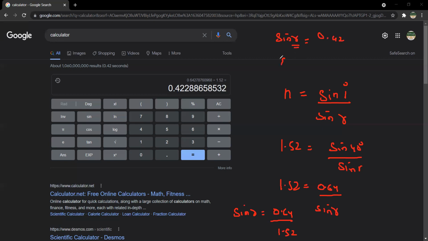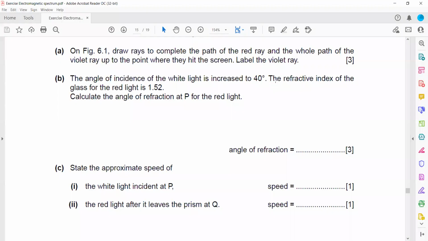But we need r only, so r is equal to sin inverse 0.42. So we have to invert sin of the last answer which we got. So it will be 25 degrees. When we solve for r, it will come out as 25 degrees. So this will be the angle of refraction as we solve. So we'll write 25.